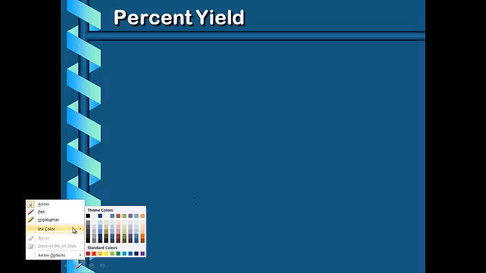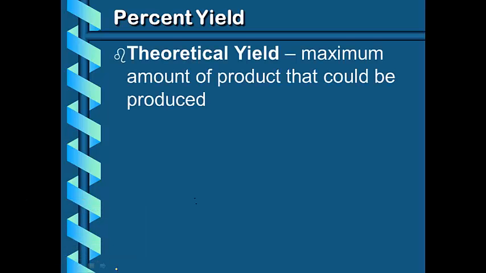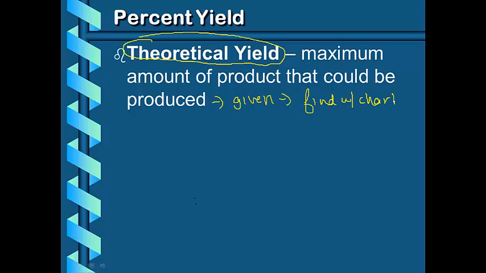Okay, so we've talked about predicting amounts, we've talked about limiting reactants and excess reactants. Now we need to talk about what's called percent yield. Before we do that, we've got to define a couple of things. Theoretical yield is the maximum amount of product that could be produced. And this is either given to you or you find it with the chart or with dimensional analysis.